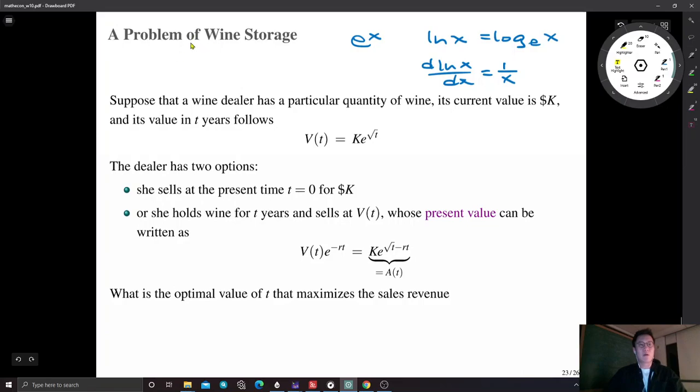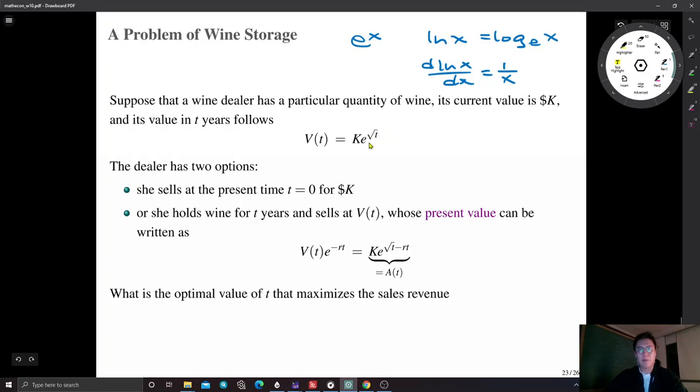There is one problem about wine storage in the textbook. Let me state the problem first. We have one wine dealer. The wine dealer has a particular quantity of wine, and its current value is k dollars. But its value in t years follows the natural exponential function. Here v of t measures the value of the wine in t years. That is given by k times e to the power square root of t.